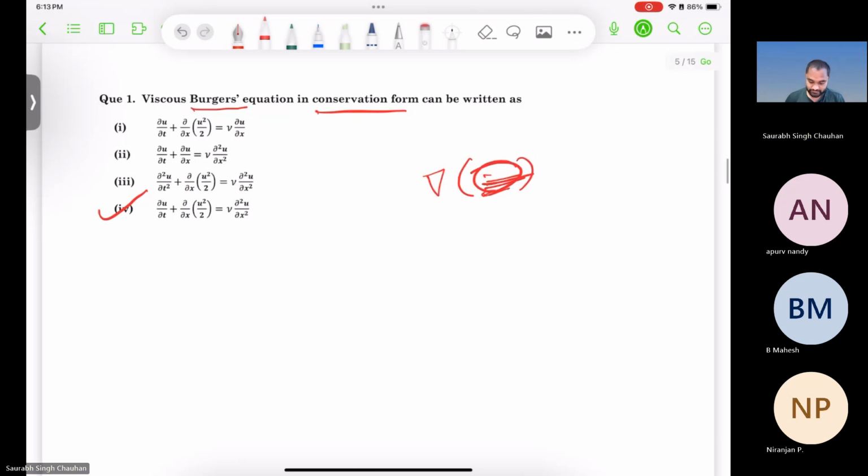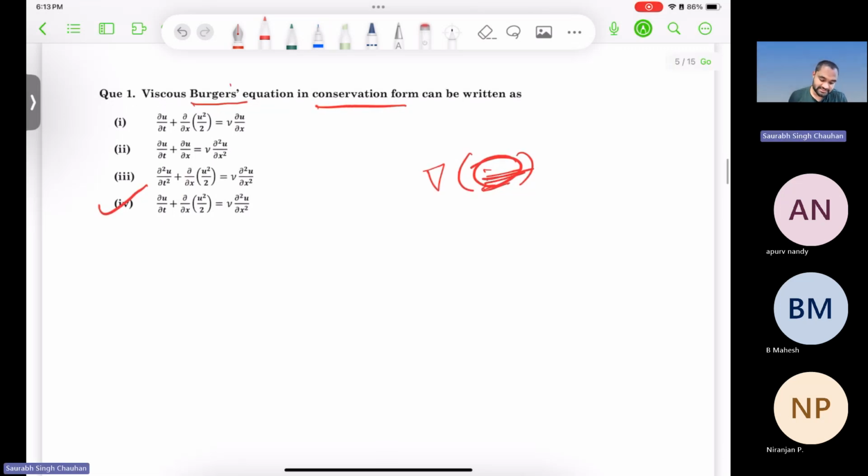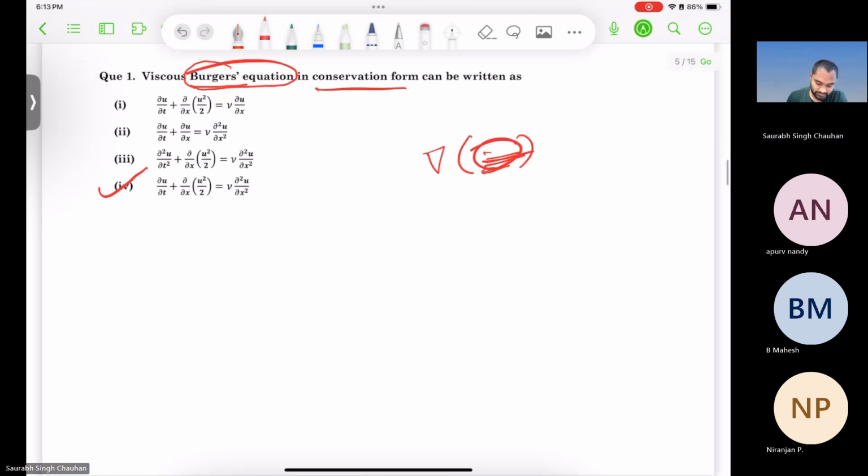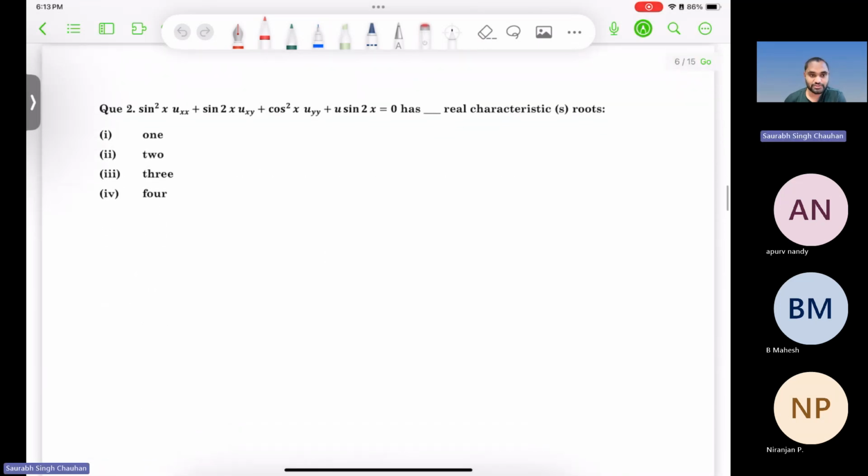Okay, so these equations are important because they are second order, and many times our fluid mechanics equations can be simplified to these equations. And these can sometimes be solved analytically. They are a special and simplified version of our more general Navier-Stokes equations. Anyways, coming to question number 2.